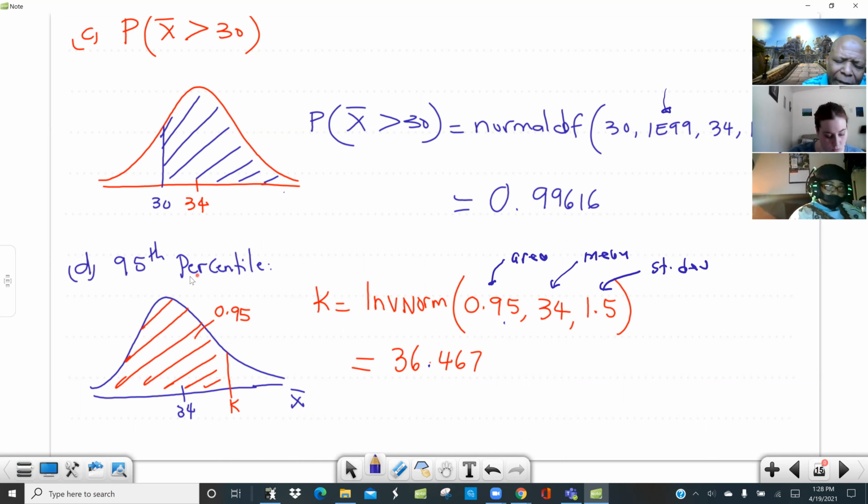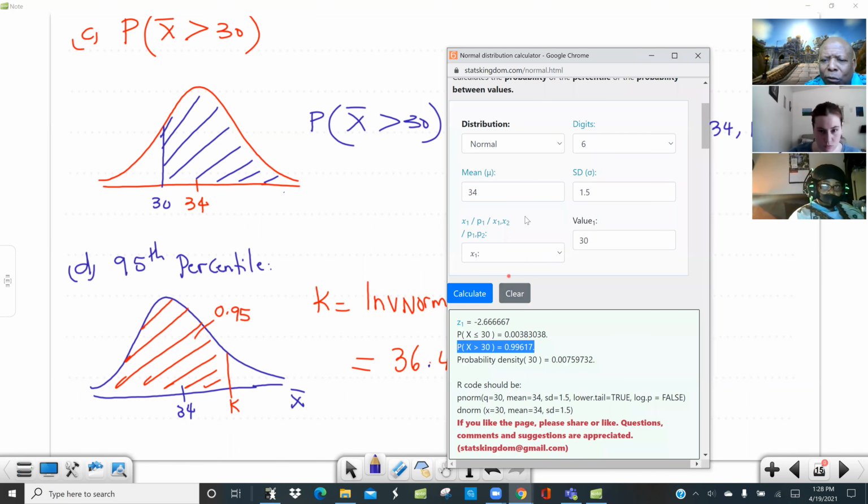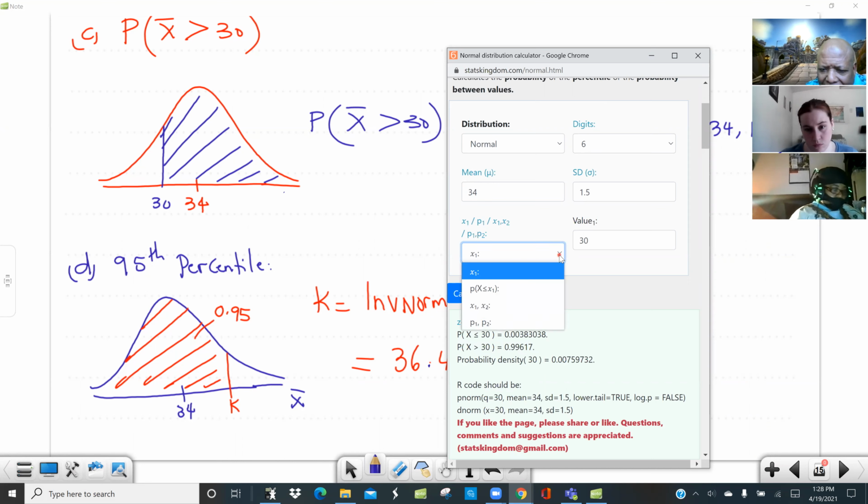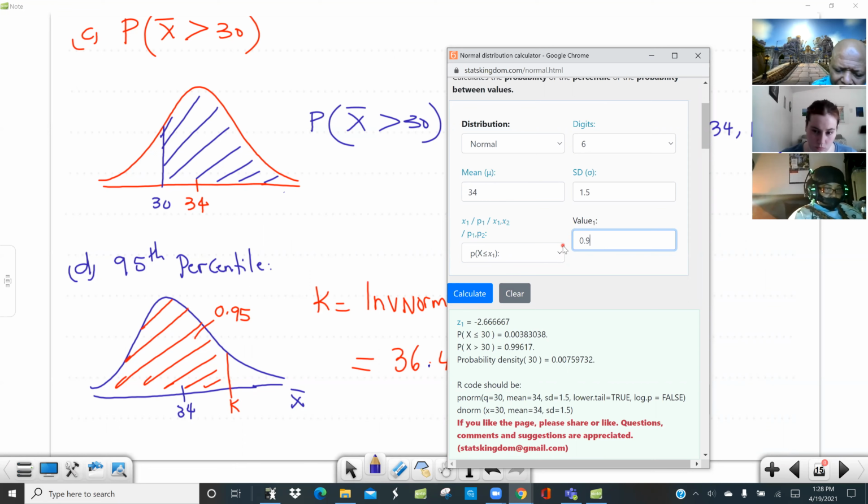If you are using a TI-84, this is what you do. But let me bring up my calculator one more time. Because you're looking for the 95th percentile, what you do on the pull down menu here, you select the second option. P, X bigger than little x1. You are now going to find the little x1. In other words, you put the area here. Don't put 95, put 0.95. And you say calculate.